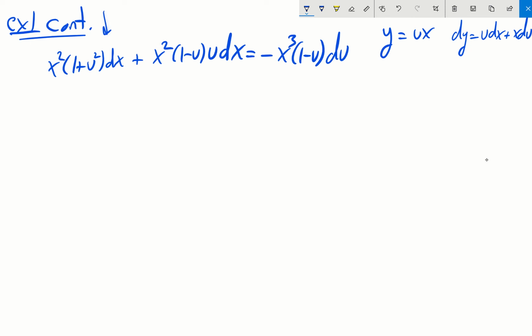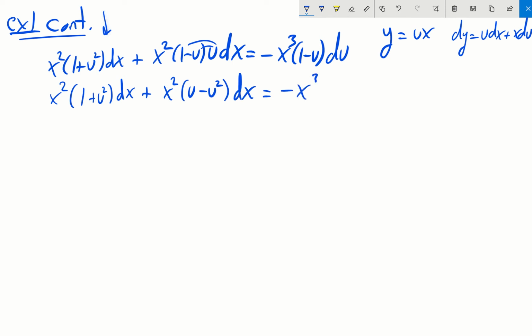To make things a little bit easier, let me distribute this u in so I can keep that function of u together. We have x squared times 1 plus u squared dx plus this is x squared u minus u squared dx equals negative x cubed 1 minus u du. If I look at my left-hand side, I have two terms. They both have an x squared and a dx, so I'm going to factor that out.